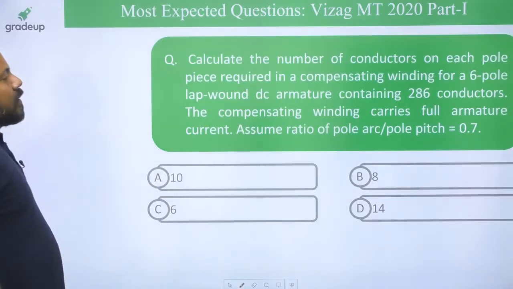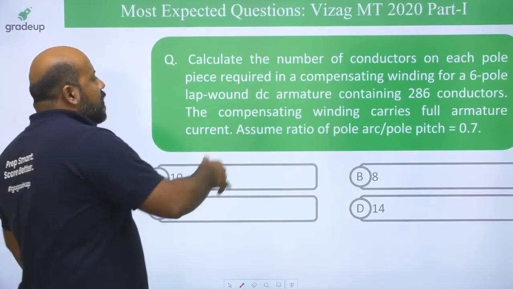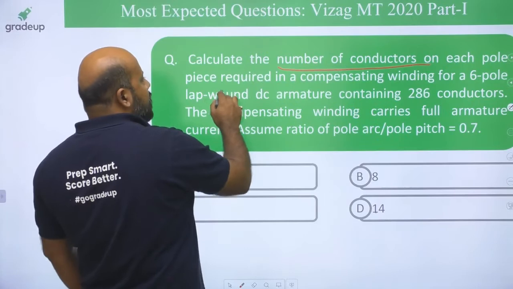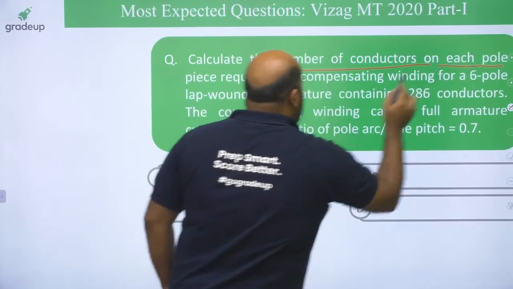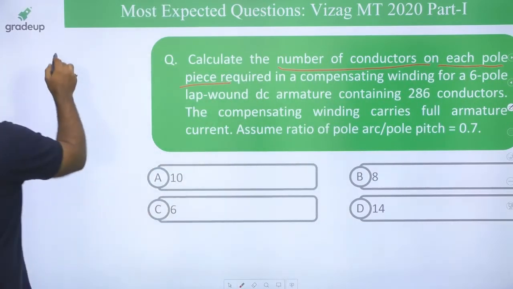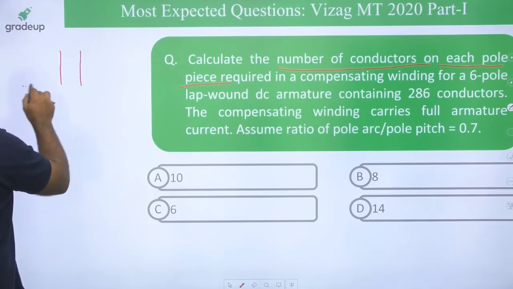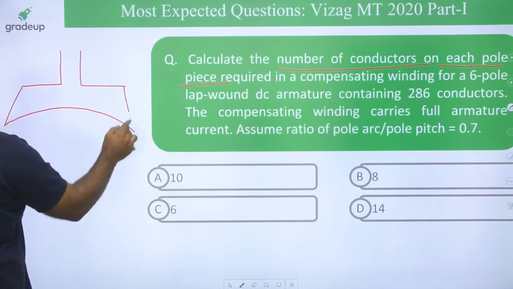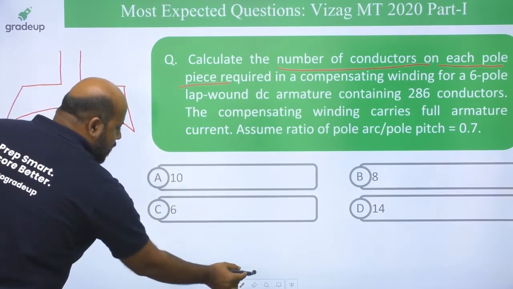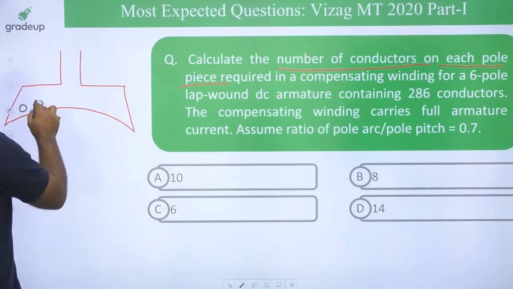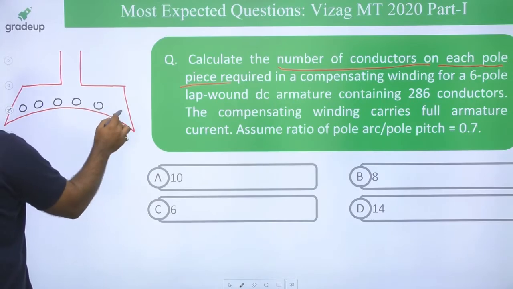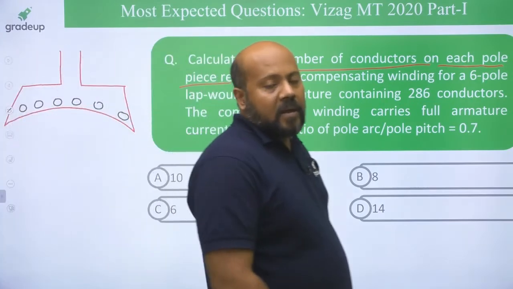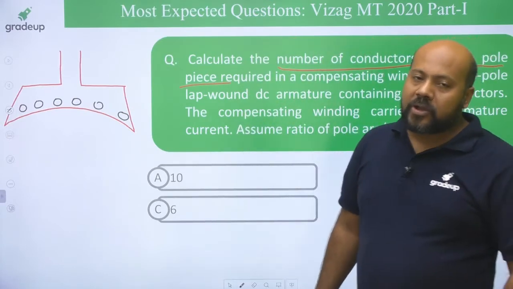Now just see this question. What is he saying? He is saying calculate the number of conductors on each pole piece. Conductors on each pole piece means if your pole is like this, then conductors are going to be placed in these slots. Conductors are going to be placed in the slots provided in the pole shoe.